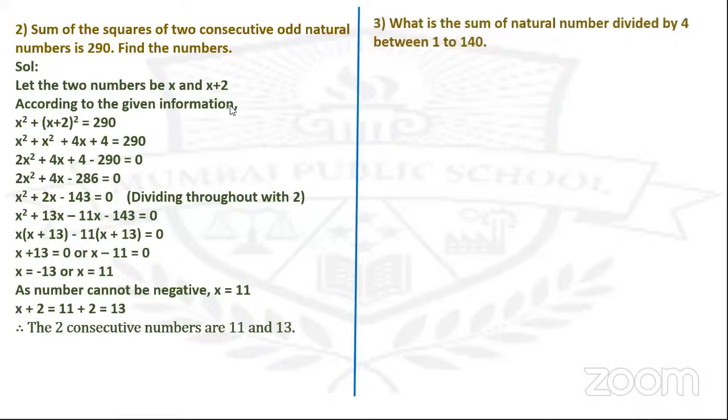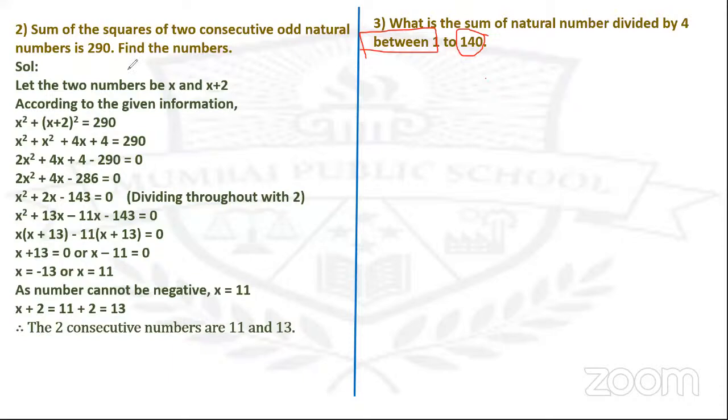Now next question. What is the sum of natural numbers divisible by 4 between 1 and 140? Now this word is very important in the question: between. When this word comes, you don't have to consider 140. Understand? You don't have to consider 140, because the numbers in the middle are the numbers you have to take. Between means middle. So you don't include 140 in that.